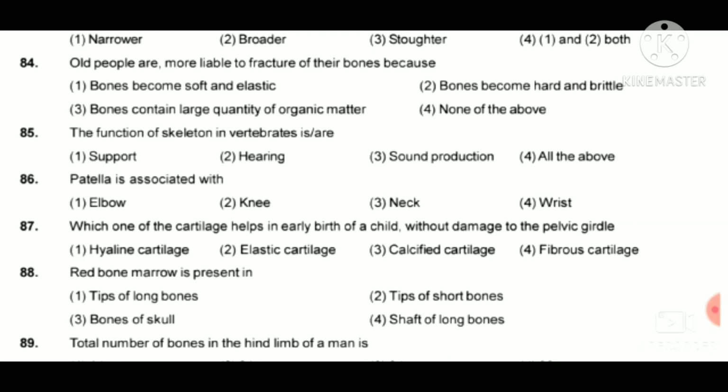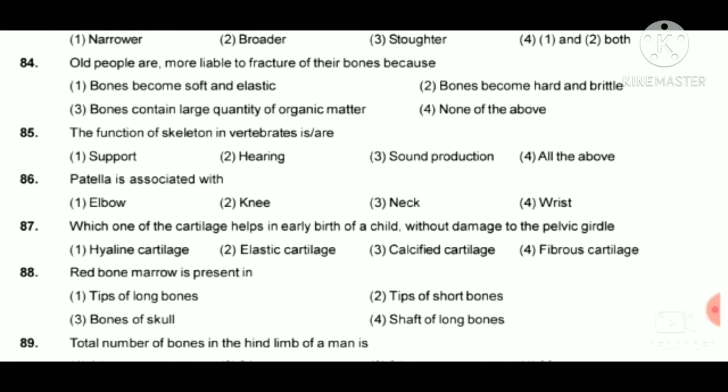Which one of the cartilage help in early birth of a child without damage to the pelvic girdle? Number 1 hyaline cartilage, number 2 elastic cartilage, number 3 calcified cartilage, number 4 fibrous cartilage, and the answer is option number 4 fibrous cartilage. Next is question number 88.